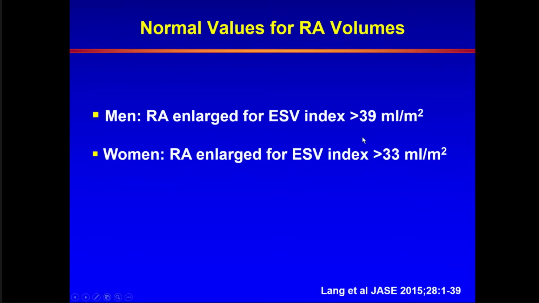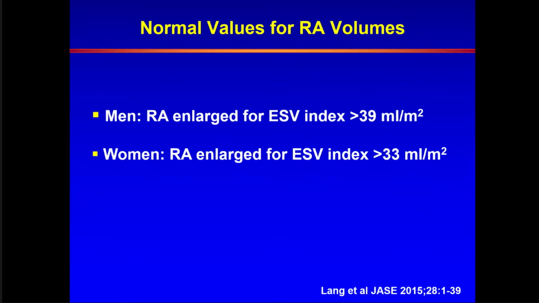But if we look at volumes, the maximum volume in systole, before the tricuspid valve opens, is 39 milliliter per meter squared for men and 33 milliliter per meter squared for women. In general, RA volumes tend to be less than the LA volumes, and there have been different approaches to measure them, either with the summation of discs method or with the area length method. Unlike the left atrium, we have only one view to rely on.